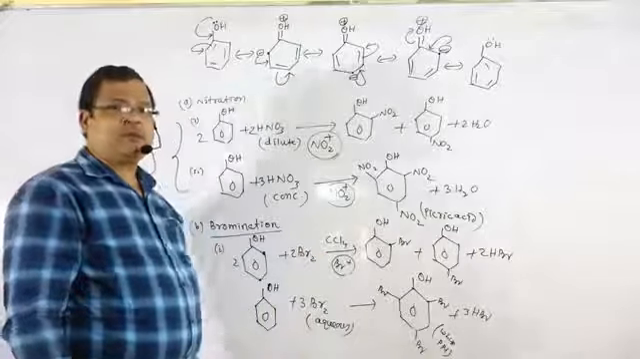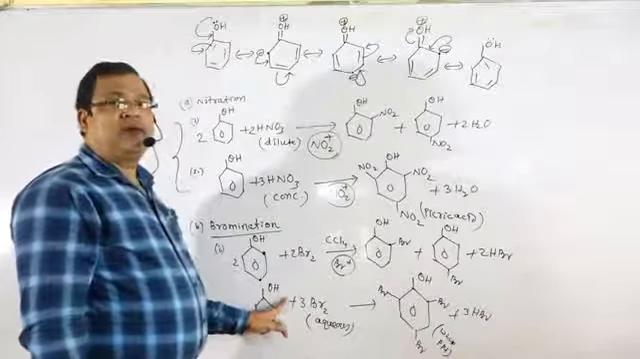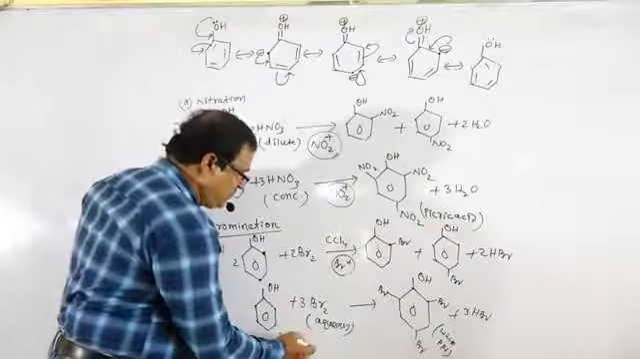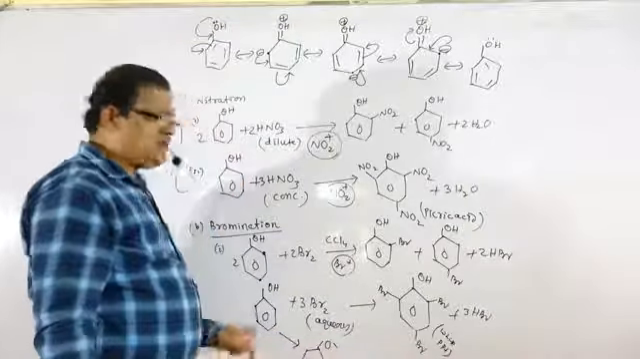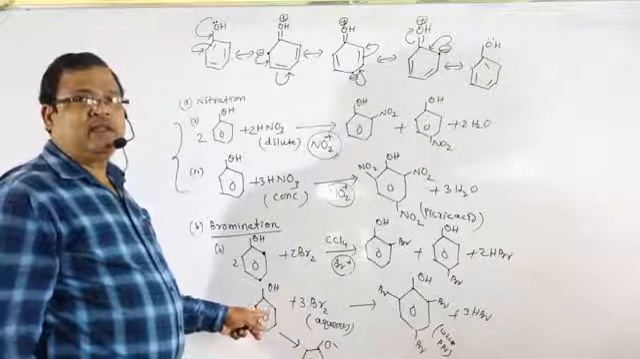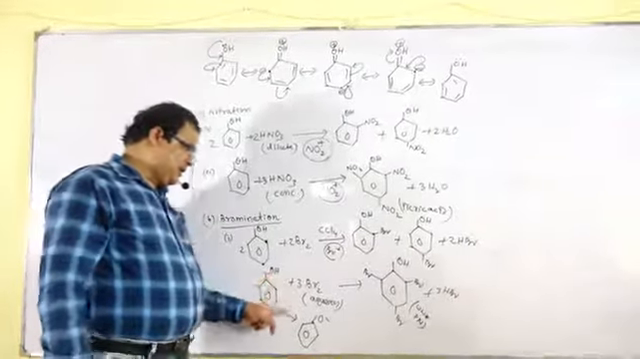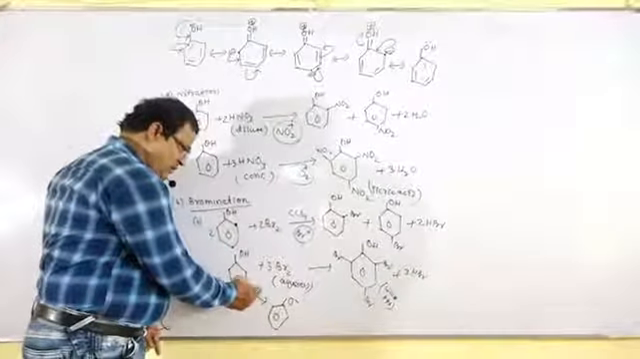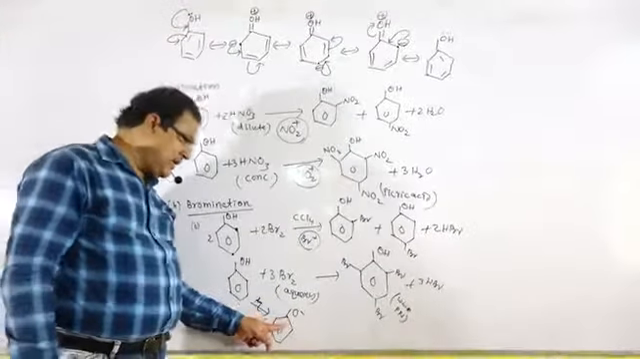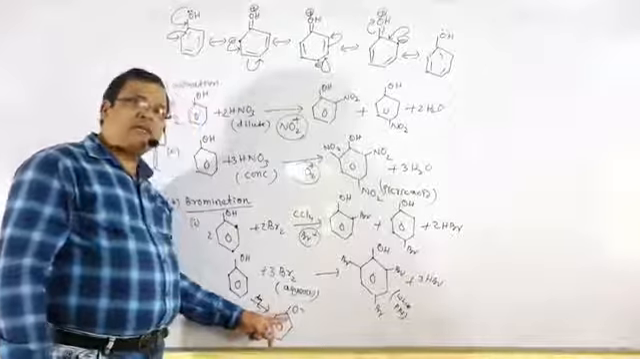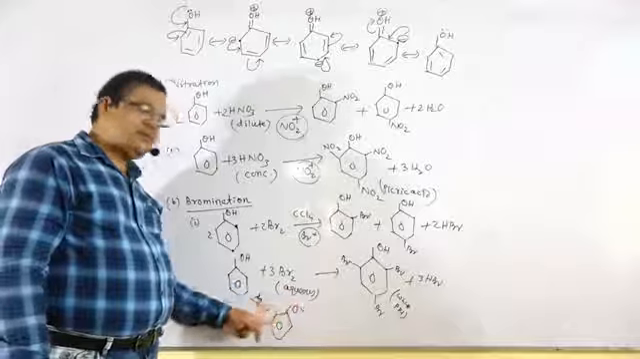The answer for this one: phenol in the aqueous medium has the ability to form the phenoxide ion, that is O minus, because phenol is acidic, as we have already explained. So phenol in aqueous medium produces the phenoxide ion, and this phenoxide ion has more directing power than phenol, because the negative charge will come to the bond and be shifted to the next atom.